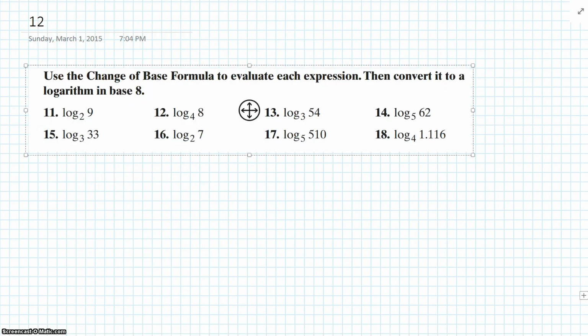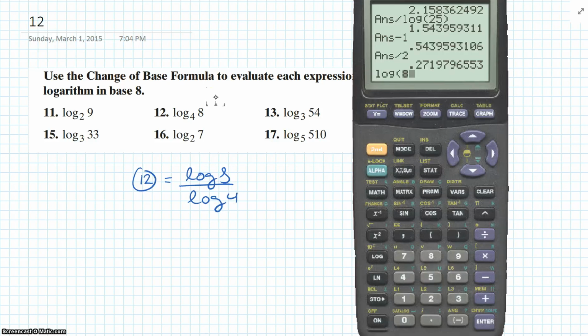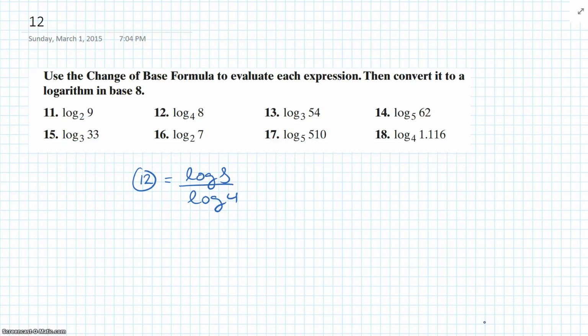Okay, 12. Use the change of base to evaluate the expression and then evaluate it with a log base of 8. Alright, so 12 we can evaluate by saying the log of 8 divided by the log of 4. Okay, get our handy dandy calculator out. Log of 8 divided by log of 4, 1.5. So that's going to equal 1.5.